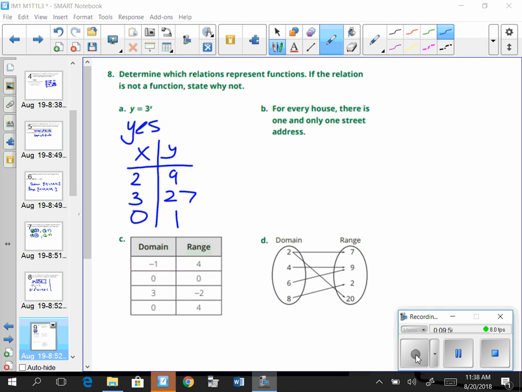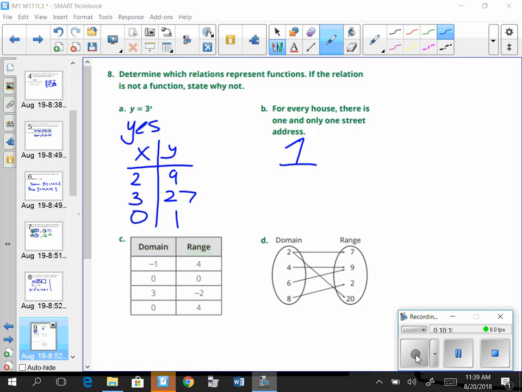Part B. For every house, there is one and only one street address. When they say street address, I assume they're talking about the number. For example, the address for this school is 1 Titan Way. Does that mean that this is the only address for this school? Yeah, the same place isn't going to have two different addresses.